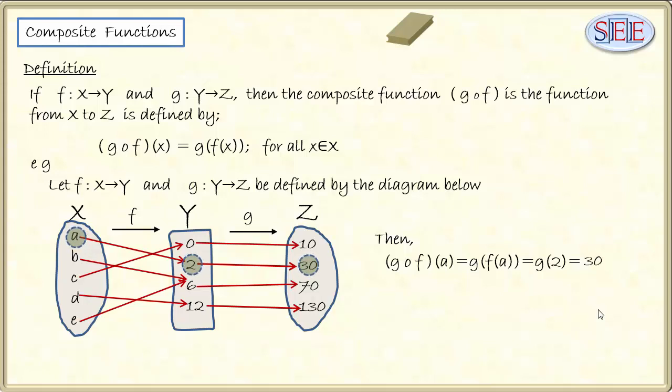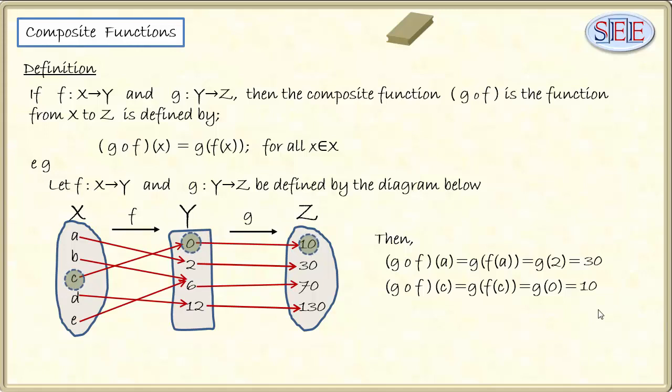We can continue to find g of f of c. f of c is what we get first, meaning the image of c under the function f. If we trace it, we can see that it is 0. So therefore g of f of c is nothing but g of 0, and the image of 0 under the function g, look at it, is the element 10 in set Z. So therefore the image of c under the composite function is 10.